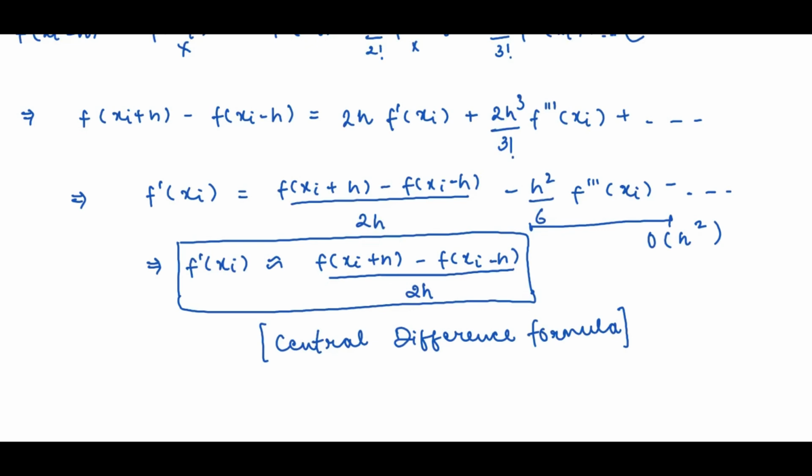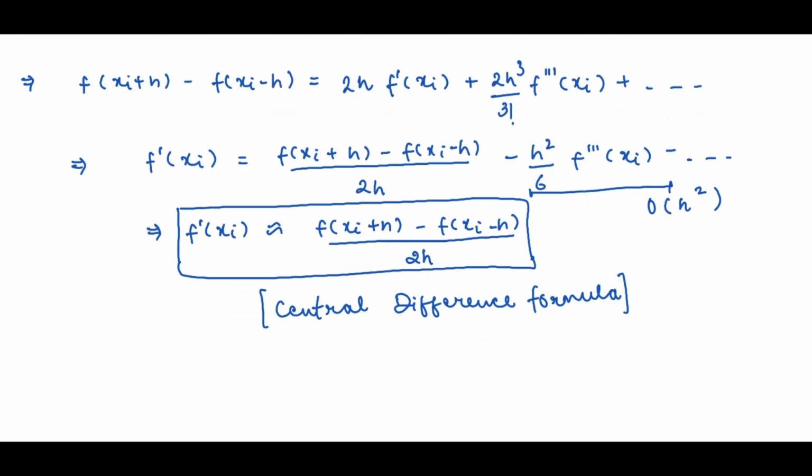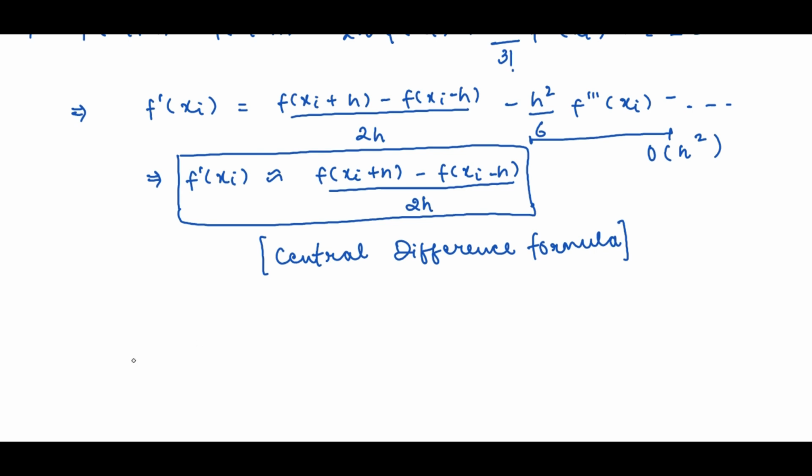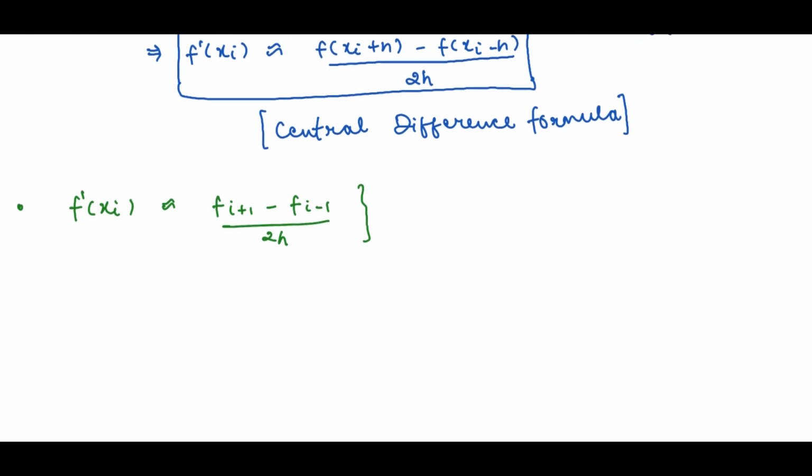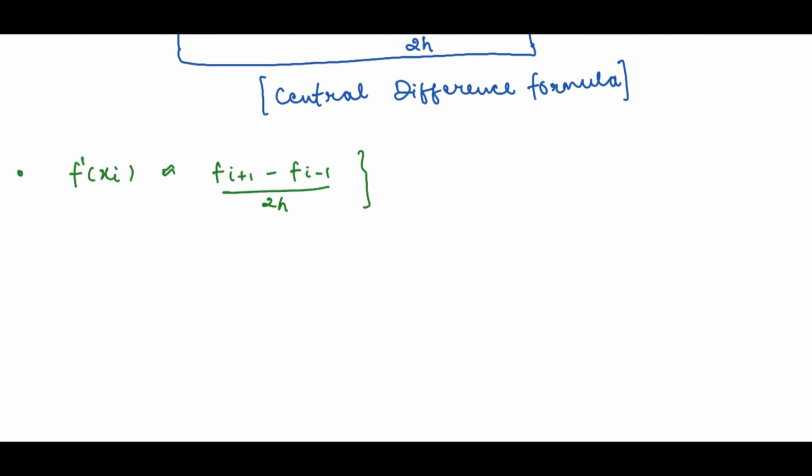Now let's write the formula clearly. For equally spaced data with spacing h, f dash xi is approximately fi plus 1 minus fi minus 1 divided by twice h. And this is the formula you should remember. The numerator uses the point ahead and the point behind the required point, and the denominator is twice h. So be careful there. A very common mistake is to write h instead of twice h.